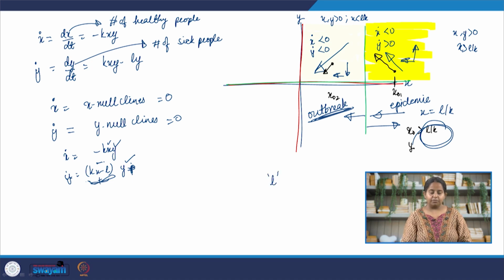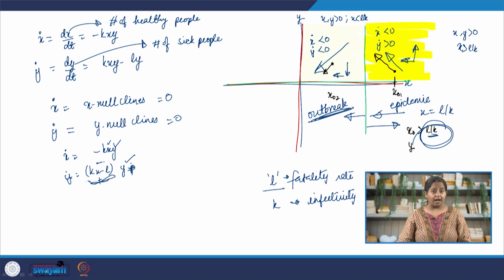Now let's look at L by k. L is the rate at which people are dying, the fatality rate. And k is the rate at which interactions between healthy and sick people end up with healthy people turning sick. So infectivity. Now L by k is constant for any disease. We discussed this in the last class and it's also a good time to revisit now.